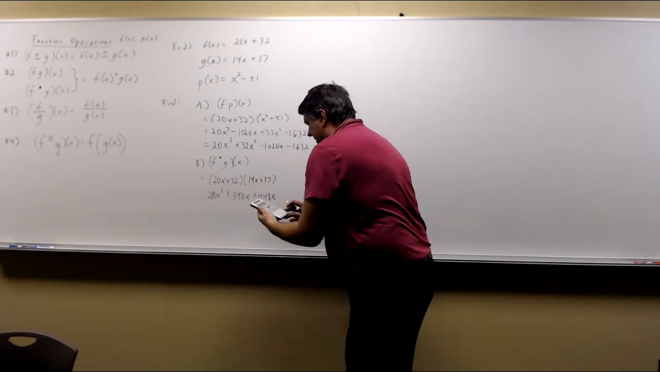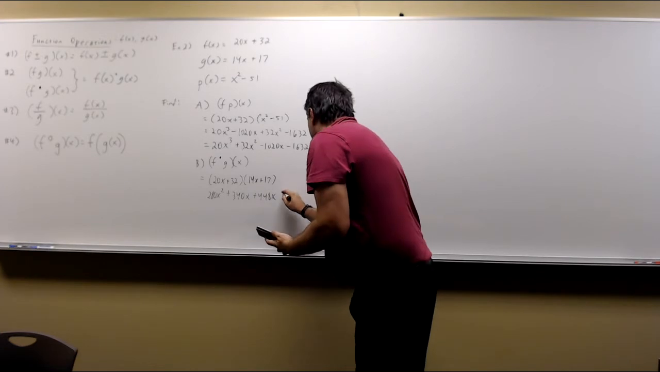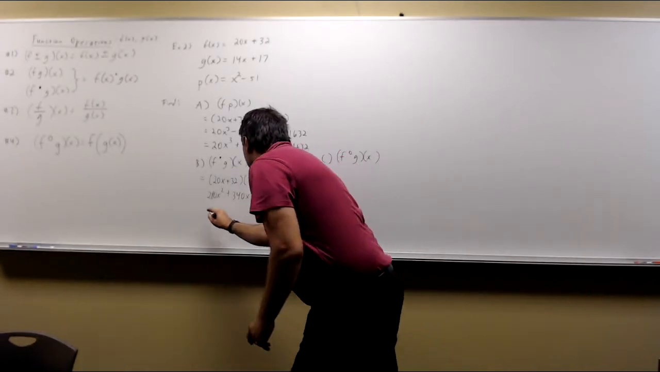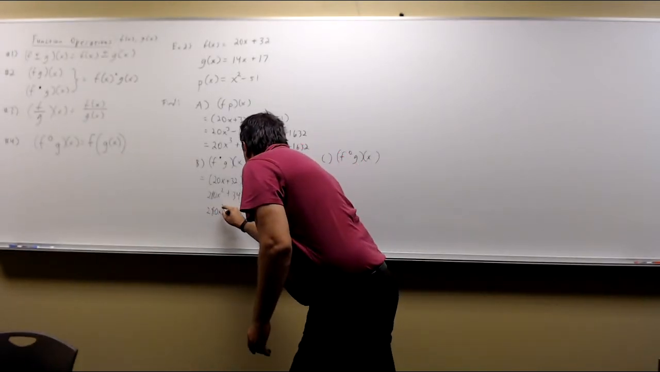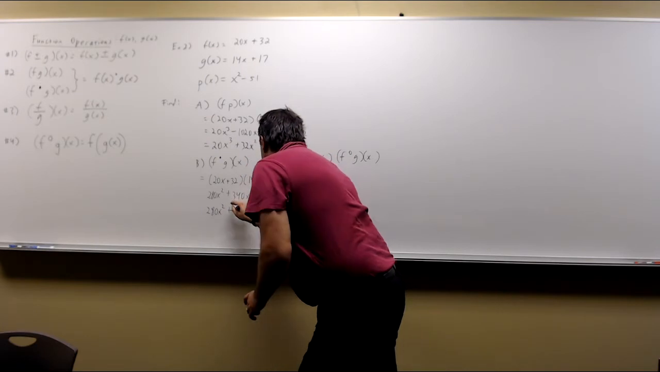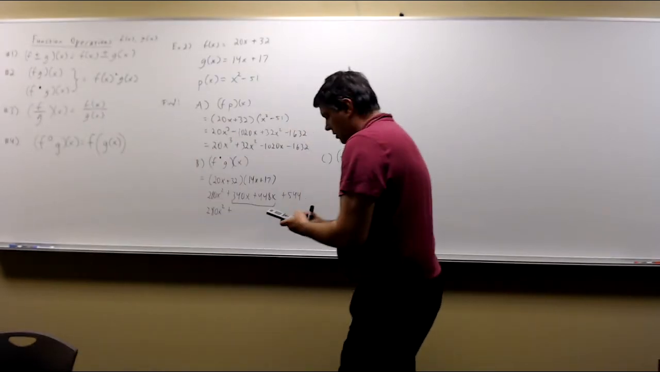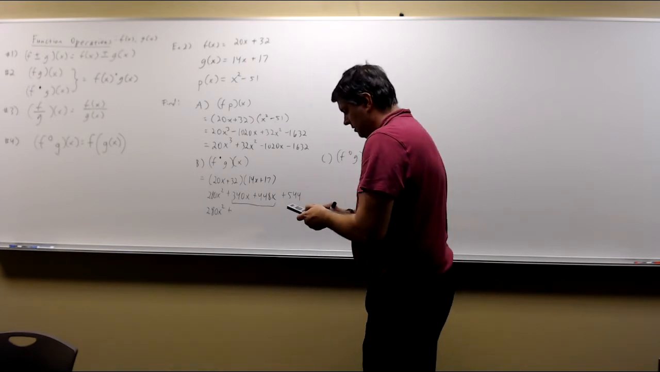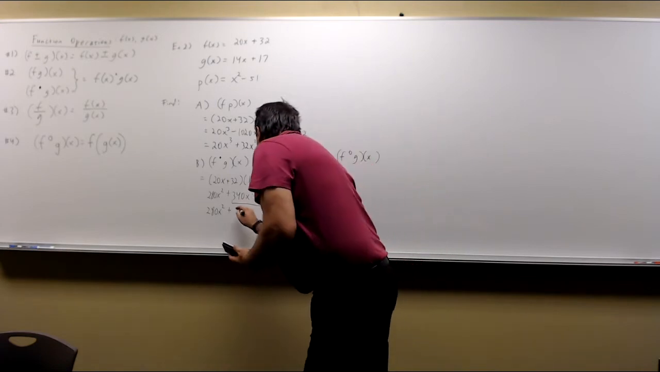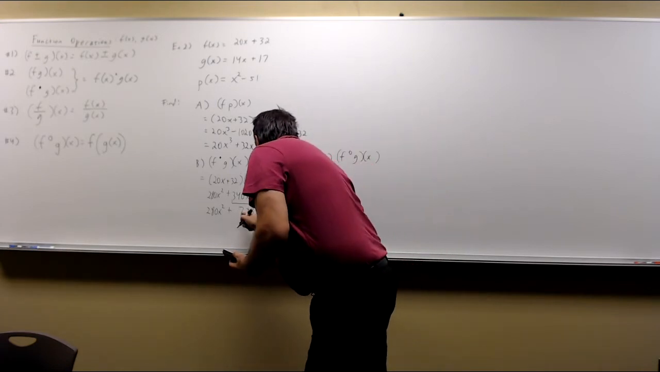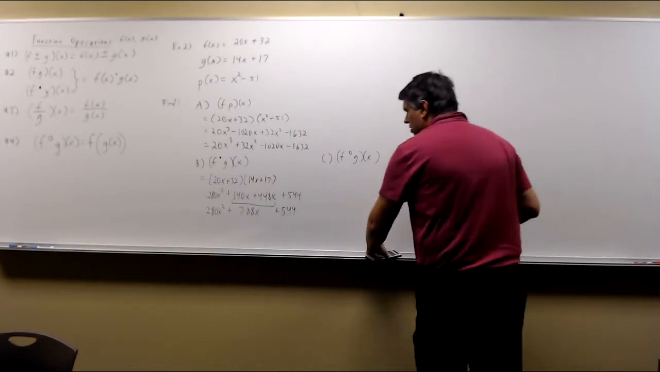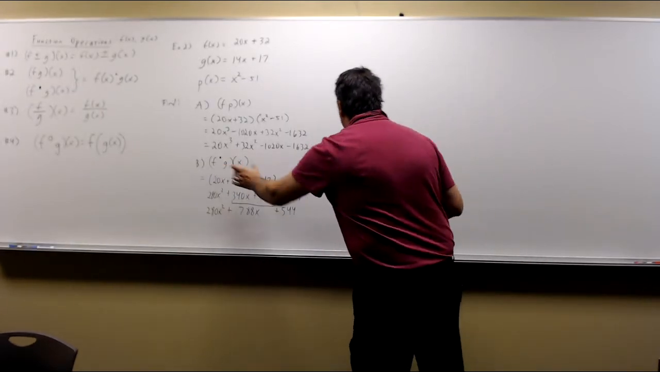And then 32 times 17, 544. Okay, combining my like terms, I get 280x squared plus 340 plus 448, that times 788x. And then plus 544. All right. So that is function multiplication.